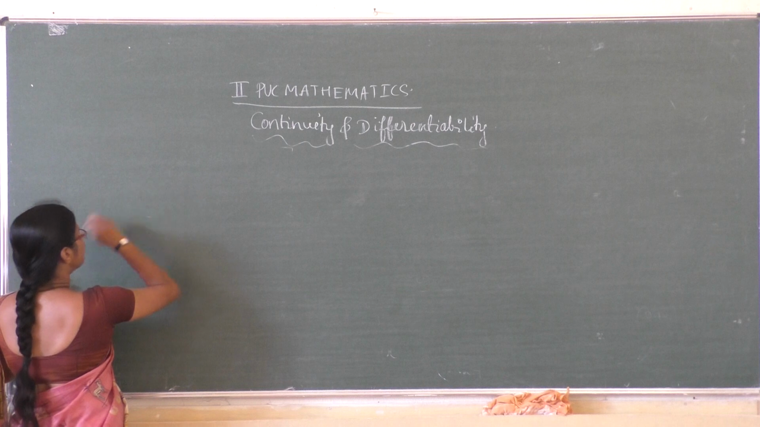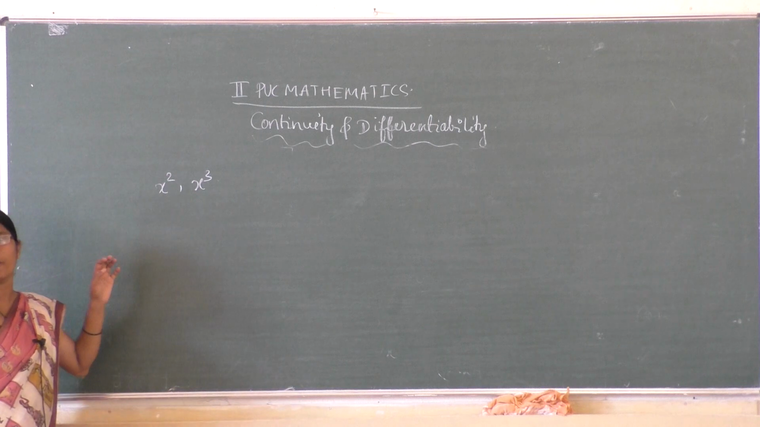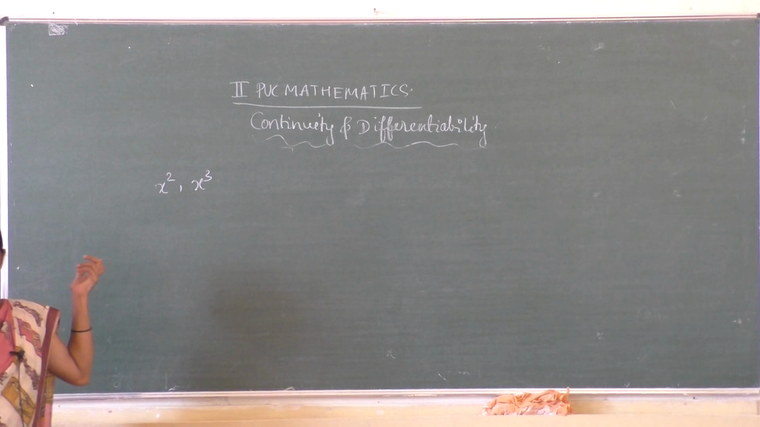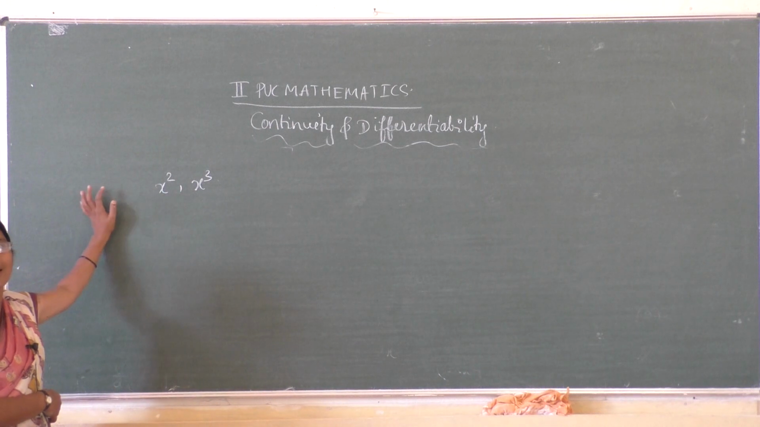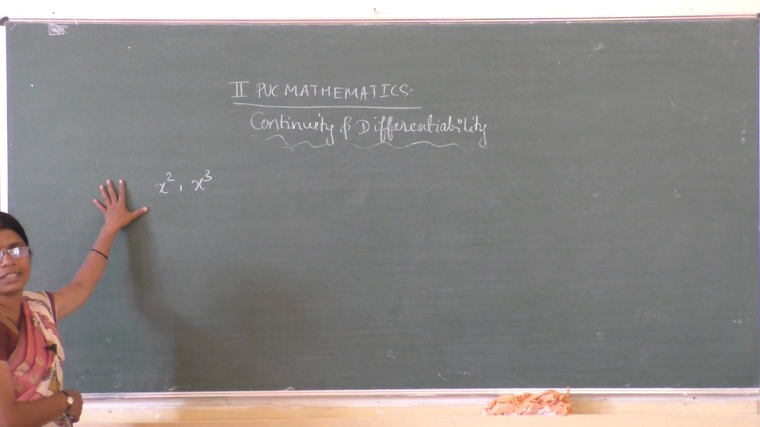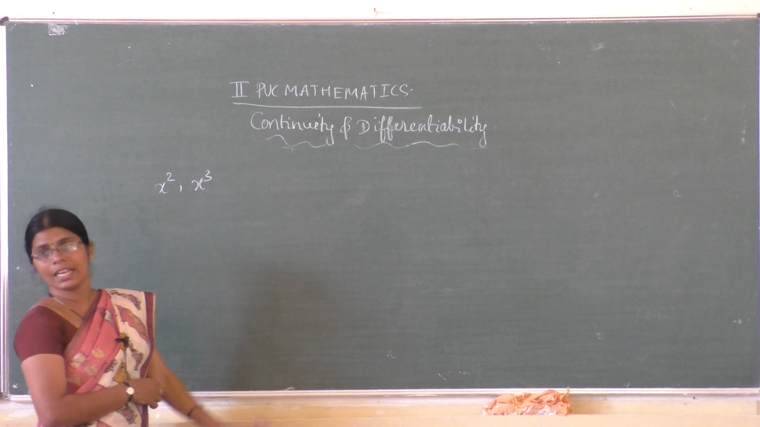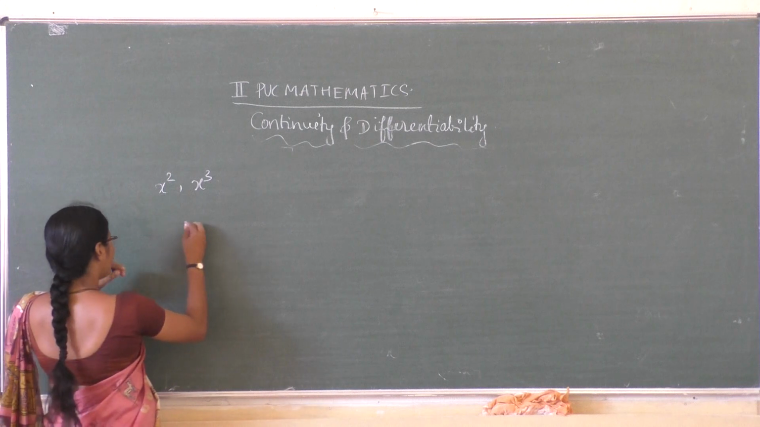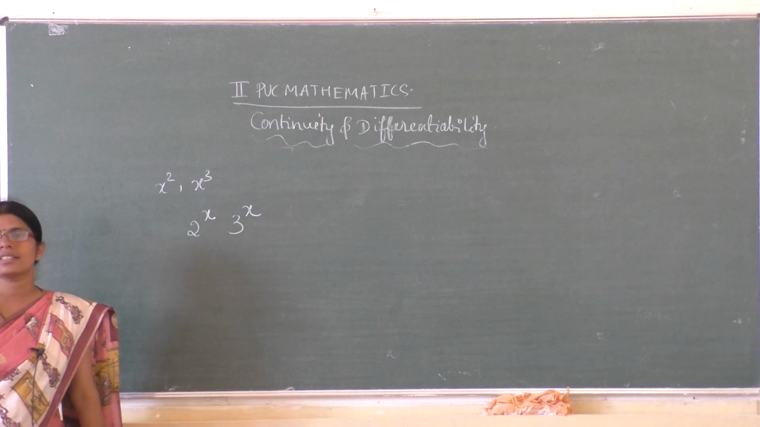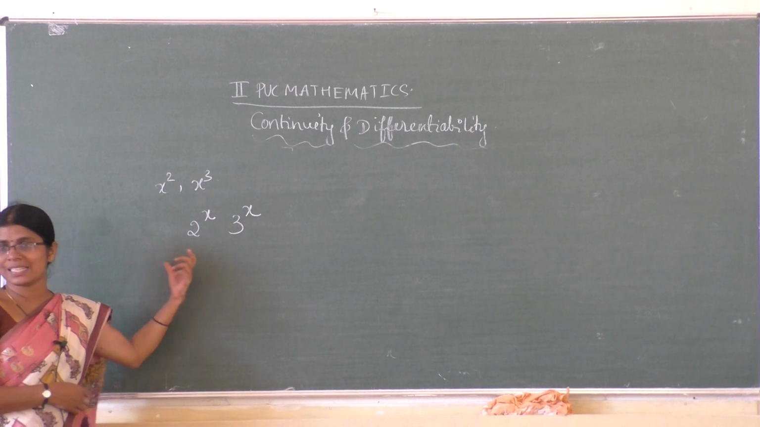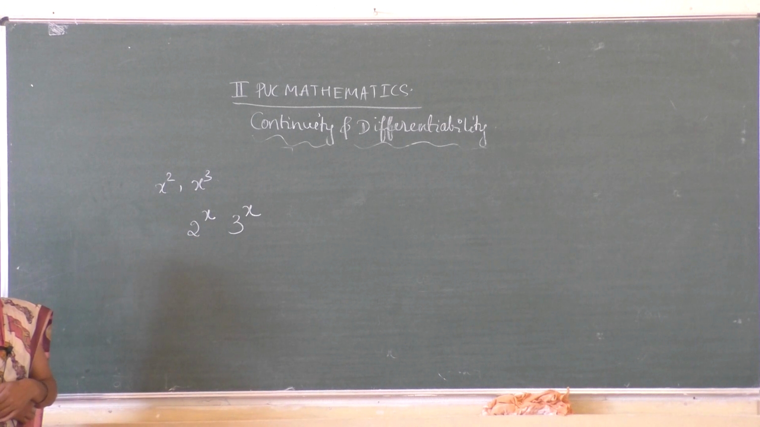Suppose, we always use x square, x cube, etc. This type of function you call an algebraic function, or sometimes a polynomial, but here we have only a single term. Here the power is 2, here we have 3. Similarly, suppose you have 2 to the power x, 3 to the power x. Such a type of function you have to consider, and this function is called an exponential function.